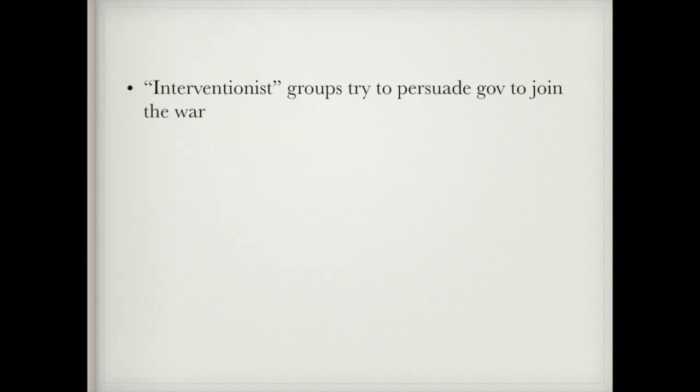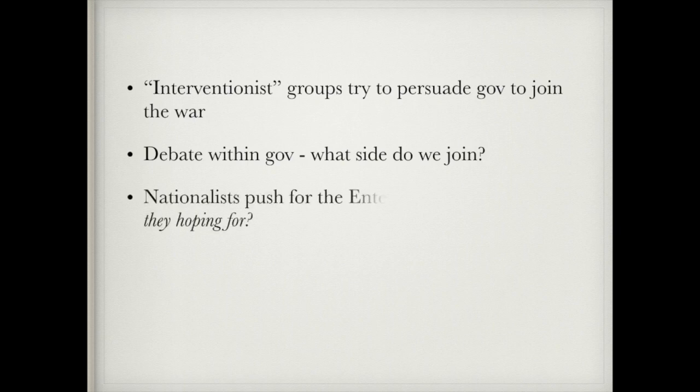So interventionist groups are going to try to persuade the Italian government to join the war. But now there's a debate within the Italian government about what side they should join. Should they continue with the alliance with Austria-Hungary and Germany, or should they join the Entente powers? Nationalist groups are pushing for Italy to join the Entente. Why? What are they really hoping for with this?